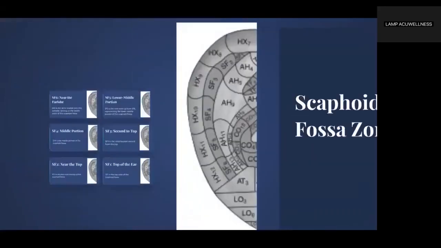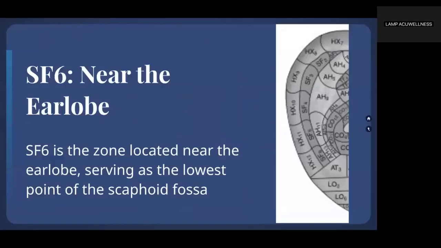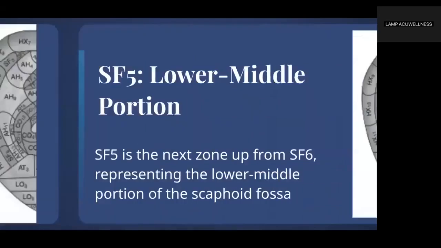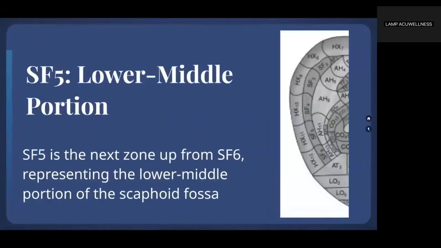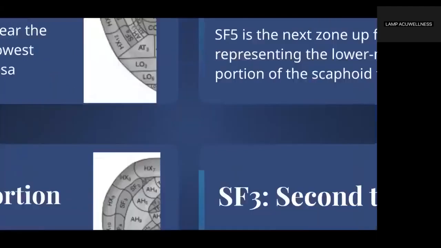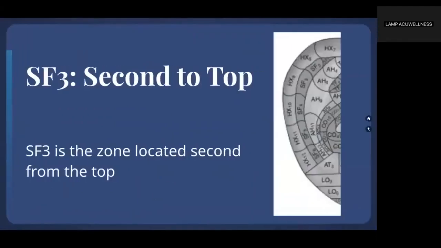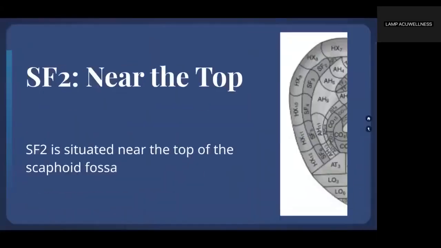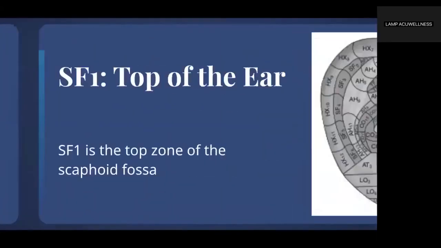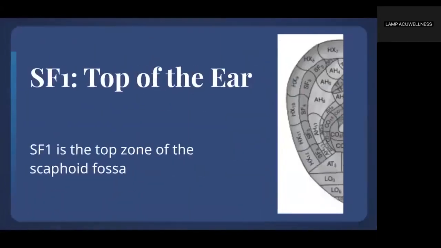Scaphoid fossa zones. SF6 is the zone located near the earlobe, serving as the lowest point of the scaphoid fossa. SF5 is the next zone up from SF6, representing the lower middle portion of the scaphoid fossa. SF4 is the middle portion of the scaphoid fossa. SF3 is the zone located second from the top. SF2 is situated near the top of the scaphoid fossa. SF1 is the top zone of the scaphoid fossa.